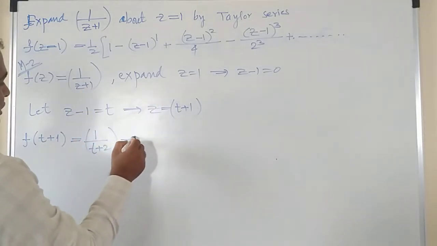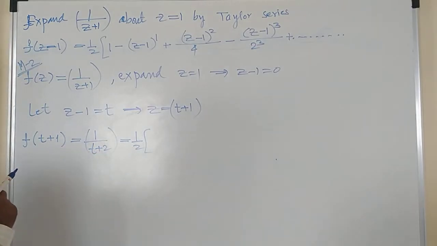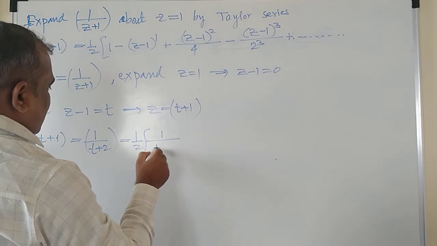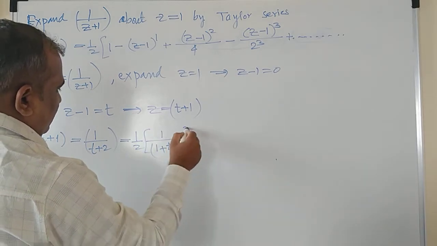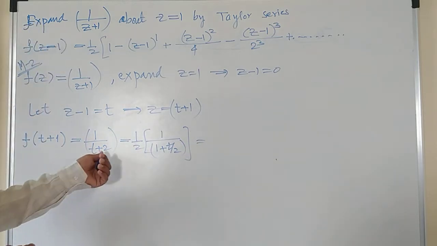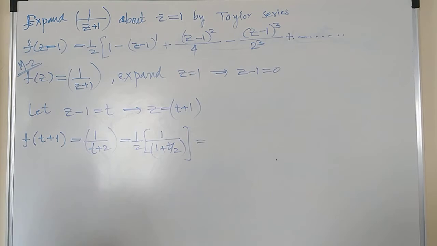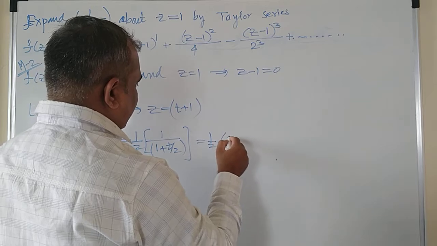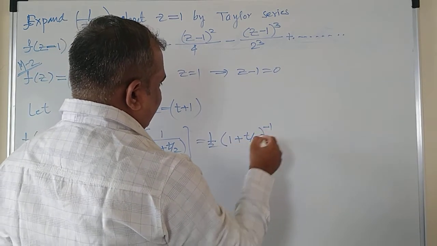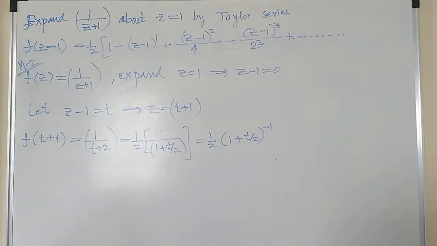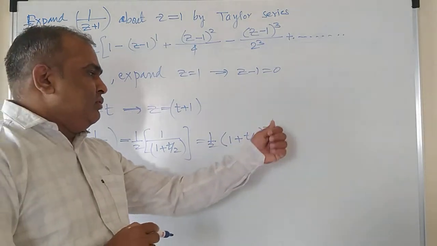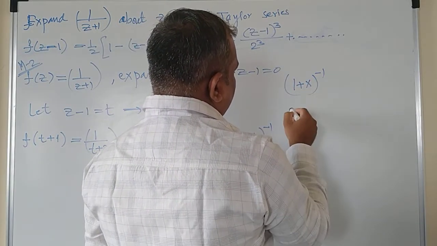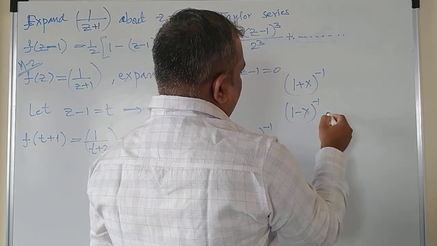So to do that, what I will do, I will take out 2 common from the denominator, and hence you will get 1 plus t by 2. Got it? 2 outside, here you will be left with 1 plus t by 2, and in a more simplified way I will be writing this as 1/2 times (1 plus t by 2) raised to power minus 1. Now once you get this 1 plus x raised to power minus 1, now you know this formula, 1 plus x raised to power minus 1 and 1 minus x raised to power minus 1.